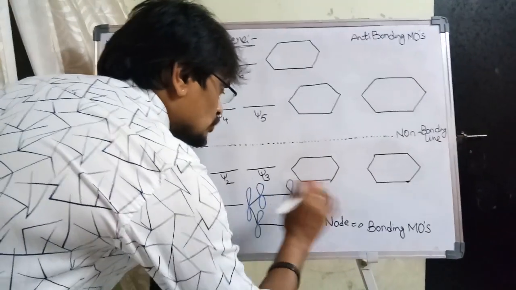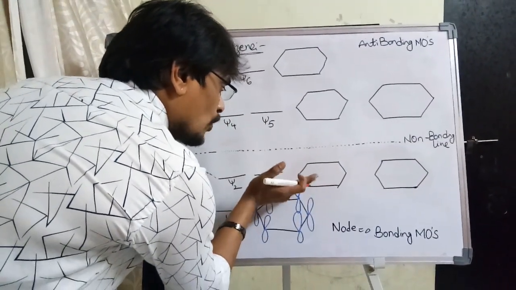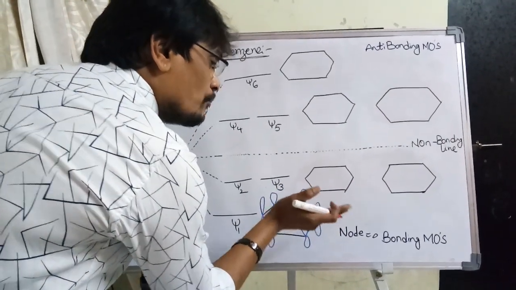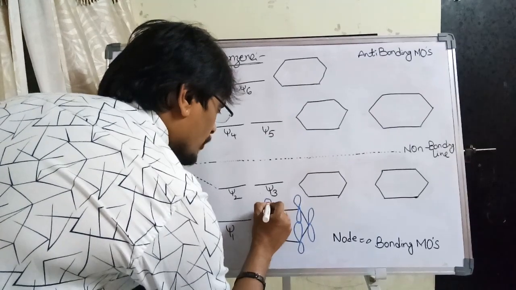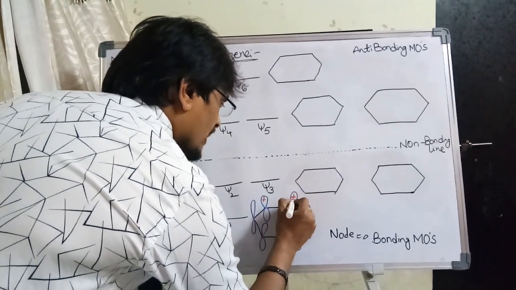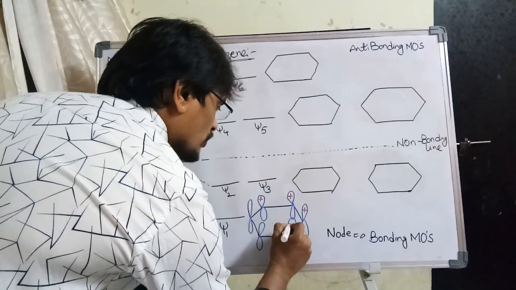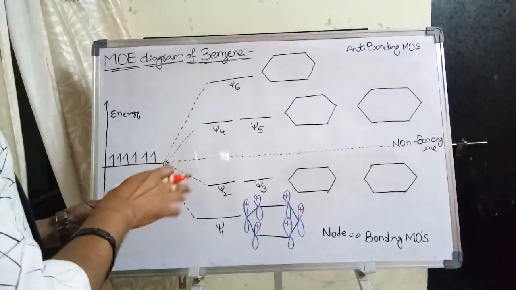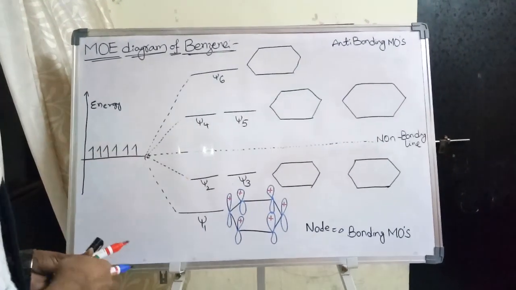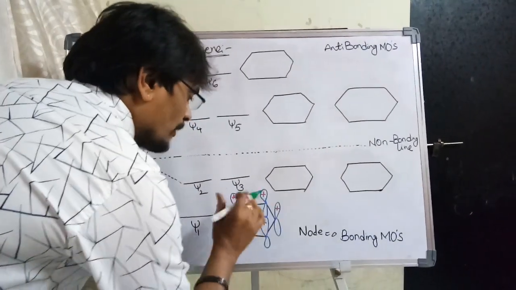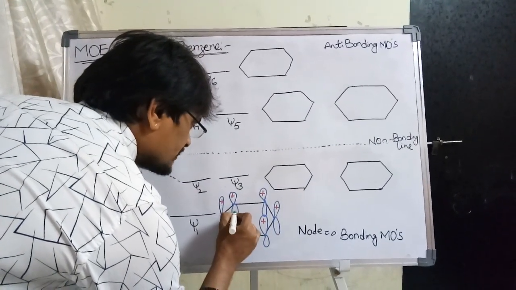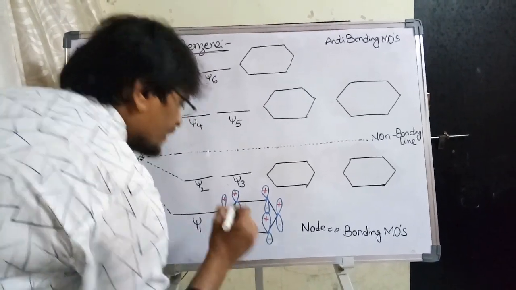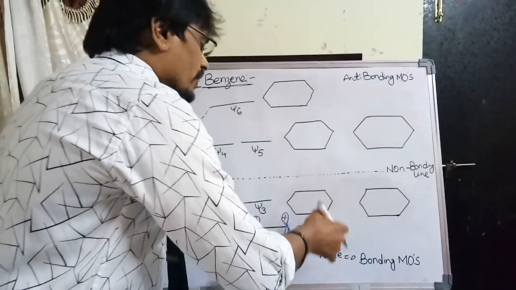So no node means all the upper lobes are in the top phase and all the lower lobes are in the bottom phase. All the upper lobes at the top phase are represented by a positive sign, and all the bottom lobes are represented by a negative sign, because in this case the number of nodes is 0.